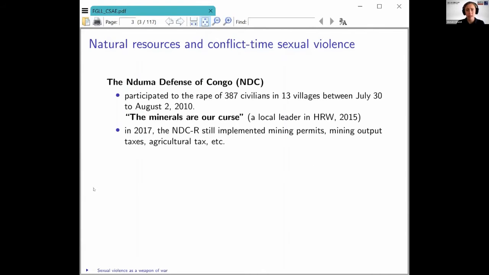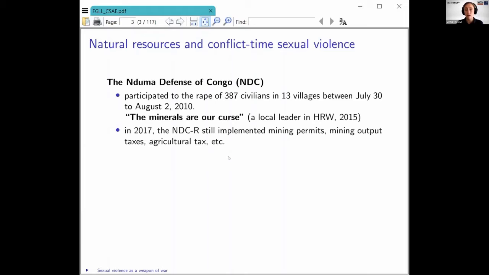A famous example aligned with this idea is that of the Ndjuma Defense Group of Congo, who in the summer of 2010 raped close to 400 civilians in the resource-rich Walikale territory, leading a local leader to conclude after the attack that the minerals are our curse. And this group, renamed after in 2017, was still levying taxes in villages under its control in the form of mining permits, mining output taxes, agricultural taxes, and other forms of taxes.